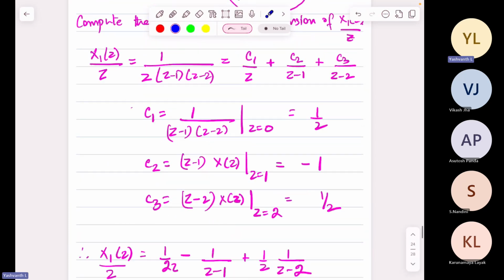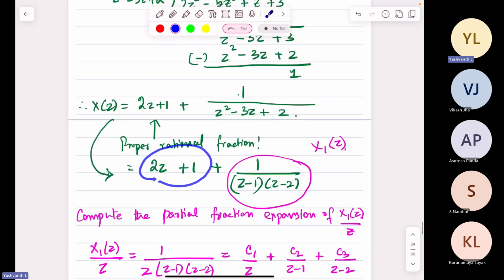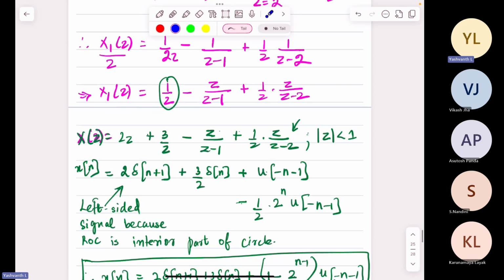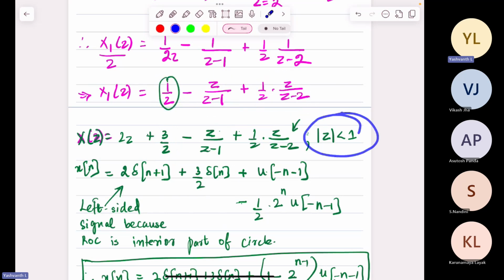Now this is nothing but X1 of z. But what is X of z? It is 2z plus 1 plus X1 of z. There is another half from X1 of z. So half plus 1 is 3 by 2, minus z by z minus 1, plus half into z by z minus 2. And in the question, it's already given that the ROC is mod z less than 1.